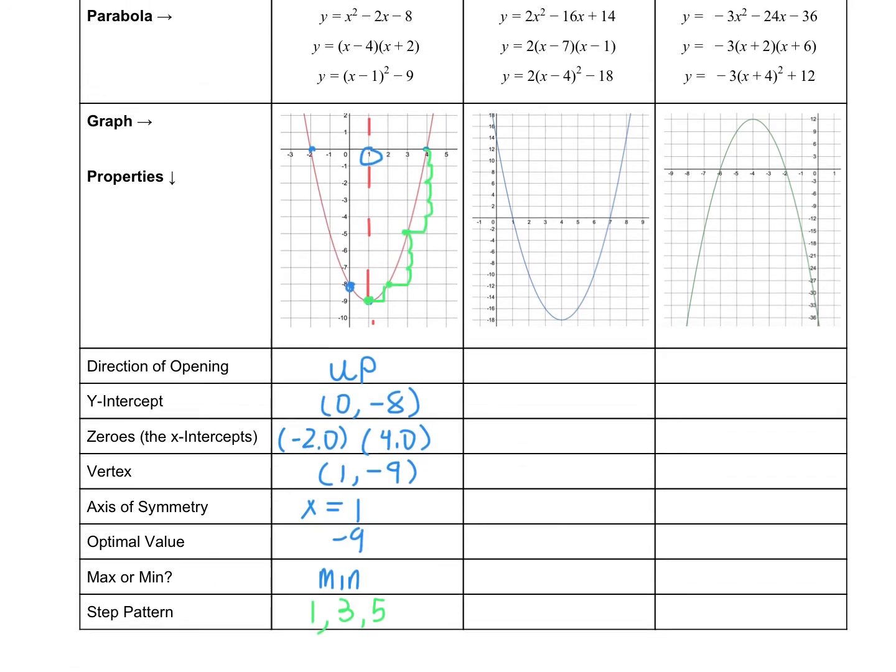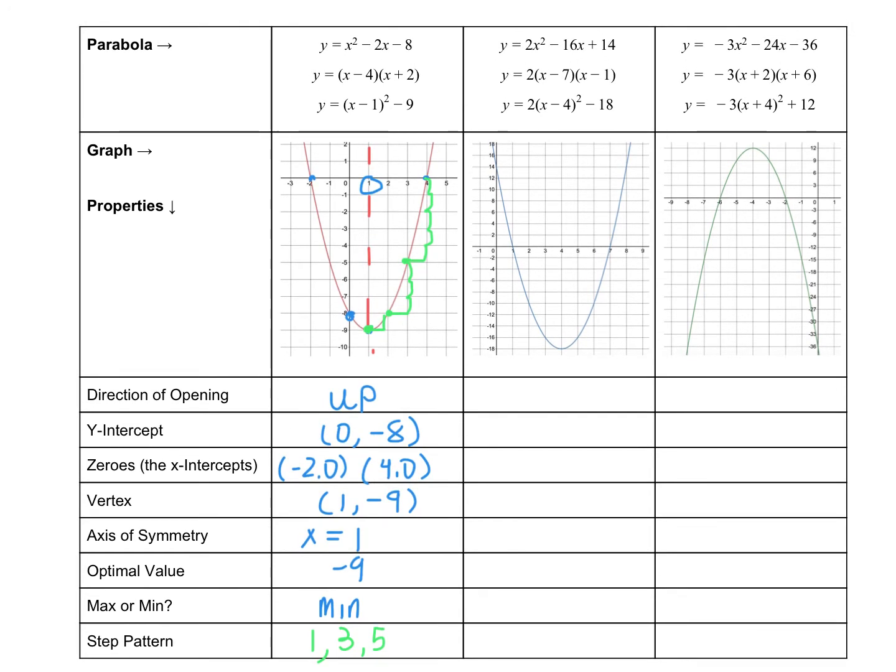So now maybe you want to start making some observations. My y-intercept is -8. Maybe you already see it in one of these forms. Your zeros are -2 and 4. Your vertex is 1, -9. Maybe you're starting to see some connections with some of these forms, but we'll solidify those once you try 2 more examples. So I want you to write down the properties for the next 2 parabolas, but I am going to go over the step pattern one more time before you pause this video.